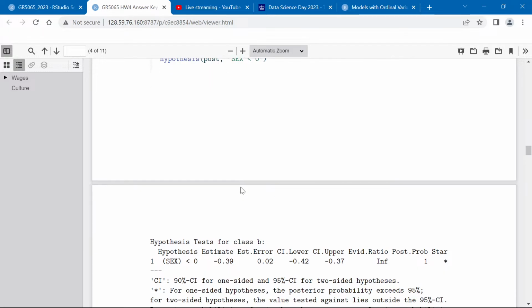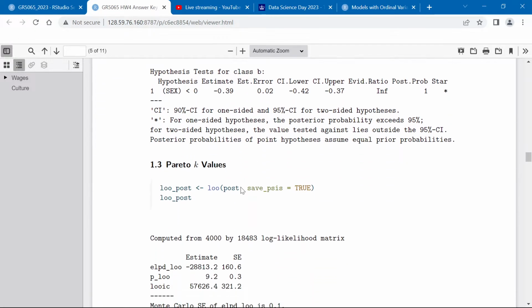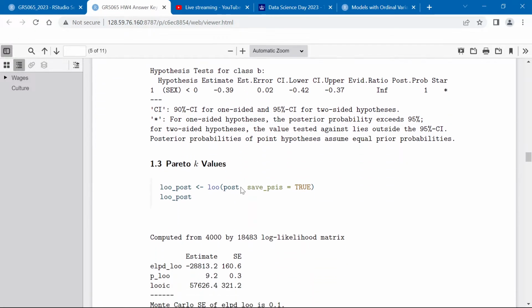If we evaluate, rather than test, the research hypothesis rather than the null hypothesis, that women are paid less than otherwise equivalent unobservable men, we get a posterior mean estimate of negative 0.39, and it's estimated very precisely: 90% of the draws are between negative 0.42 and negative 0.37. None of the draws are positive, therefore our best estimate of the posterior probability that this coefficient on sex is negative is: we're certain.